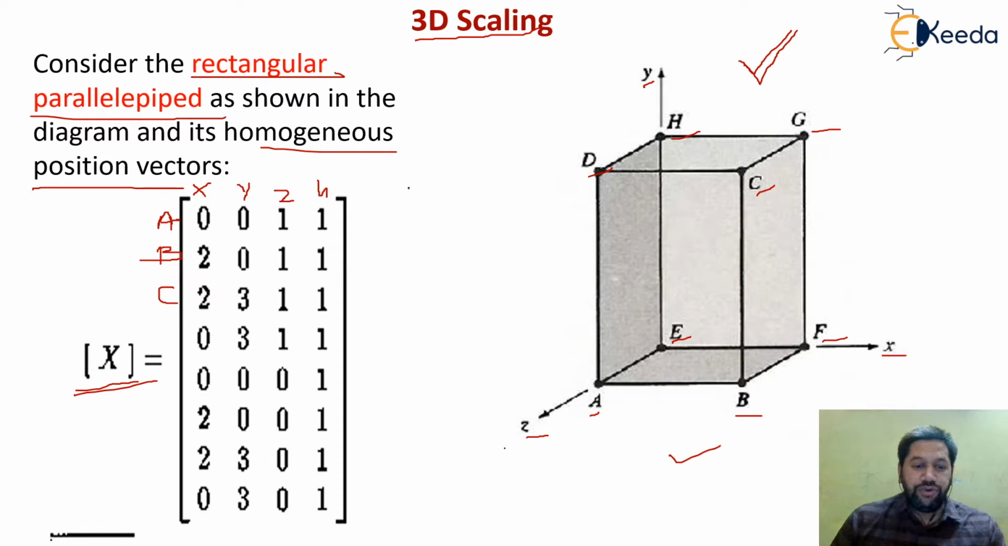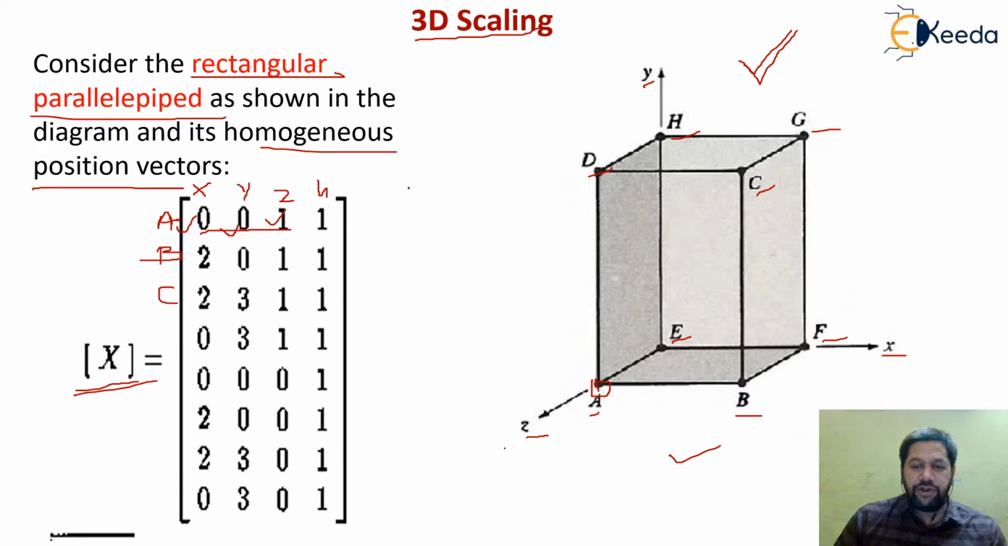Now just consider as an example, what should be the value of a? A has the x value 0, y value 0, z value 1. Let us check whether it is correct. This is my a point. What is the x value? Yes, it is 0. What is the y value? Yes, it is also 0. What is the z value? Yes, in the z direction it has the value 1. So it is correctly represented.